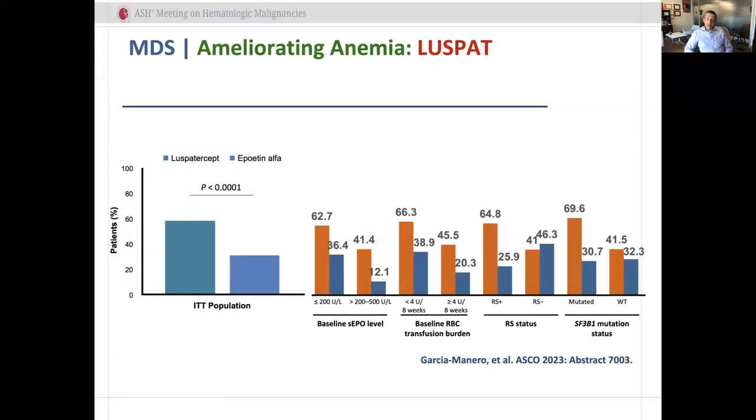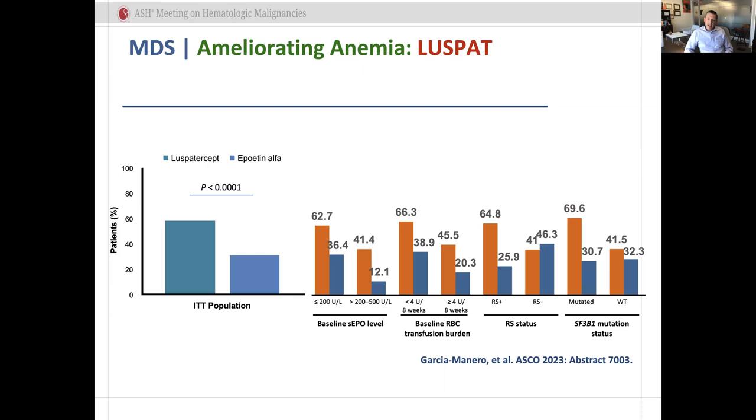Now, luspatercept recently, just a few weeks ago, has been approved by the FDA upfront so that people don't have to have been exposed to an erythropoiesis-stimulating agent. They can get it right out of the gate if they have anemia with their myelodysplastic syndrome. In this study, it worked 58% of the time compared to those erythropoiesis-stimulating agents working 31% of the time.